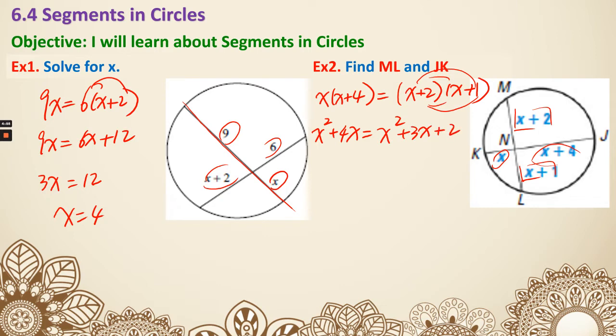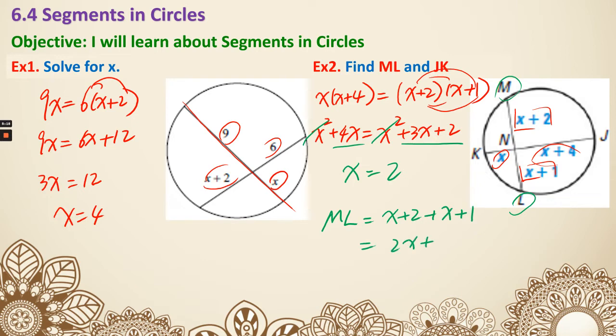Then the x squared cancel. We are left with 4x equals 3x plus 2. Subtract 3x on both sides, you will get x equals 2. But we're not done. The question is not just asking for x, it is asking for ML. ML is x plus 2 and x plus 1. So together, that is 2x plus 3, and plug in the 2, it's 2 times 2 plus 3, which is a 7.